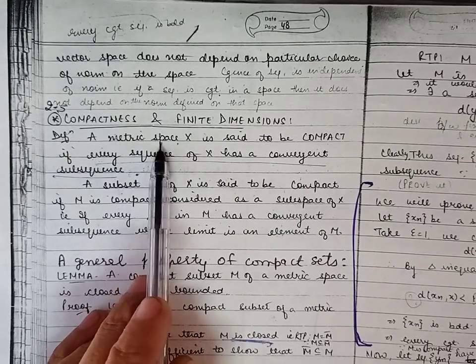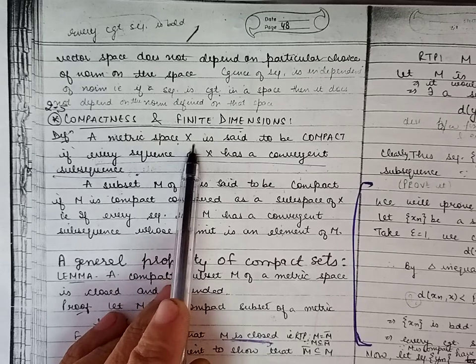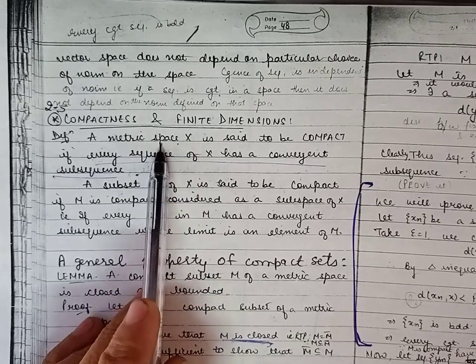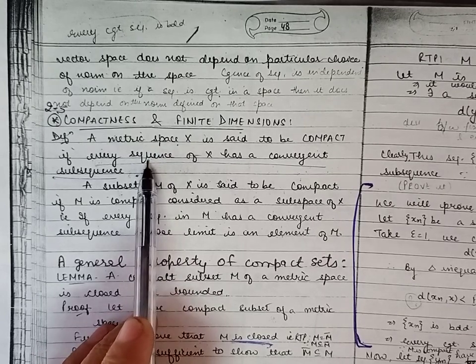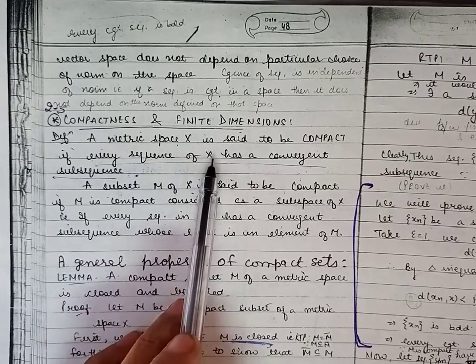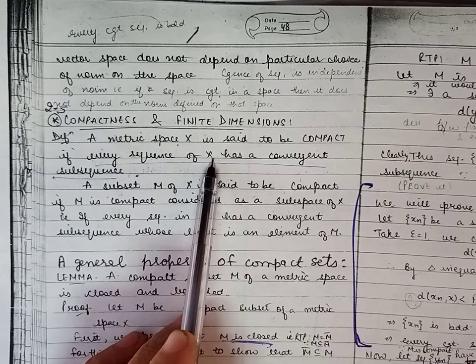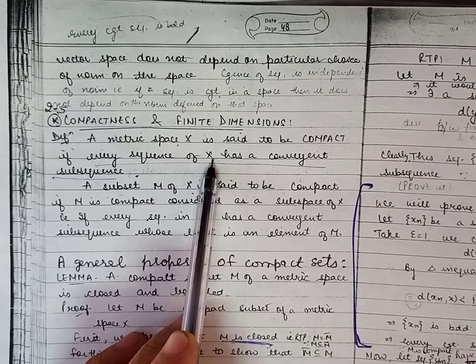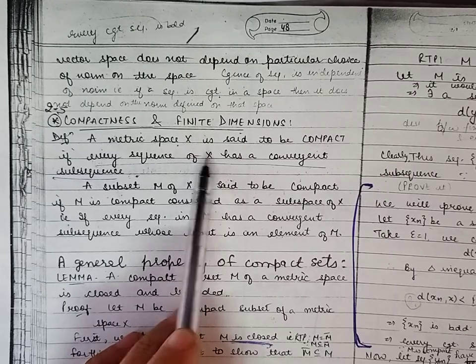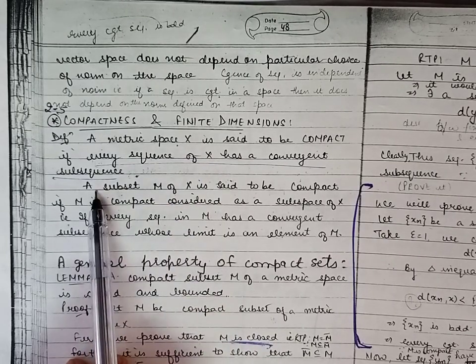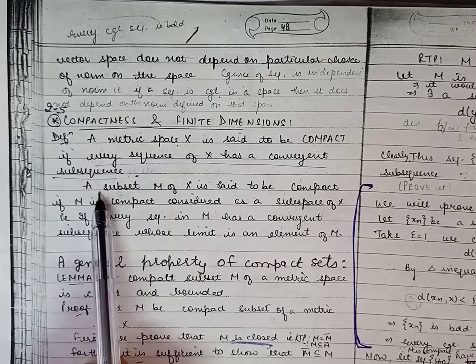Let X be a metric space. We say that this metric space is compact if every sequence in X has a convergent subsequence, or we can say that this metric space is sequentially compact. The next definition is: under what condition do we say that a subset of a metric space is compact?